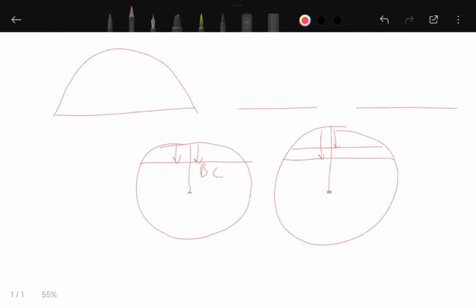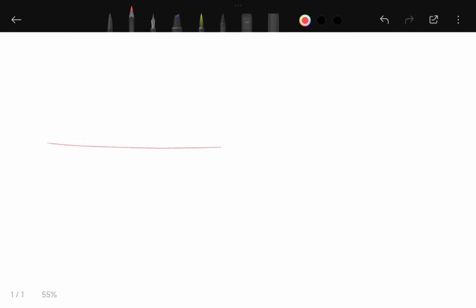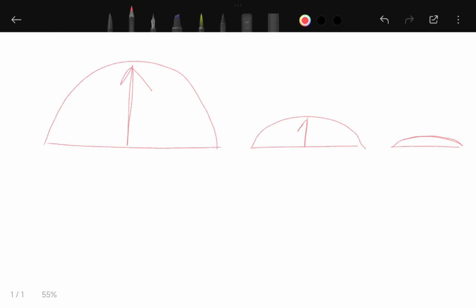Now we'll understand more about the sag. So suppose we have taken three lenses of different sag. In one lens sag is this, in the second lens this is the sag, and in the third lens this is the sag. So by the diagram we can understand if sag is more, the lens is more steep. If you decrease the sag, the lens will become flat.